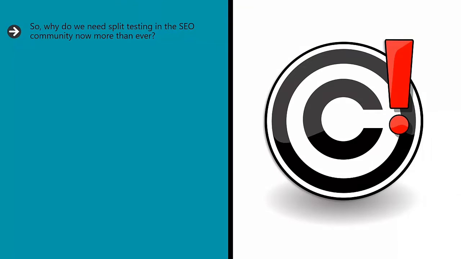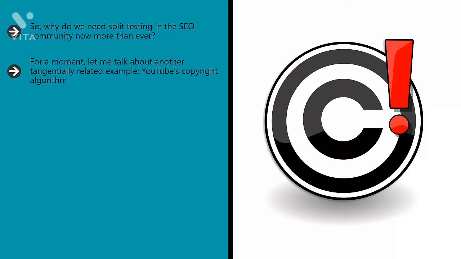The simple answer is that SEO is more complex than it has ever been, and we have even less idea of how it works. For a moment, let me talk about another tangentially related example. YouTube's copyright algorithm. You see, over on YouTube, there's an algorithm designed to ensure that users don't upload copyrighted content. This prevents YouTube from getting into legal trouble and protects the intellectual property of music labels and movie studios.